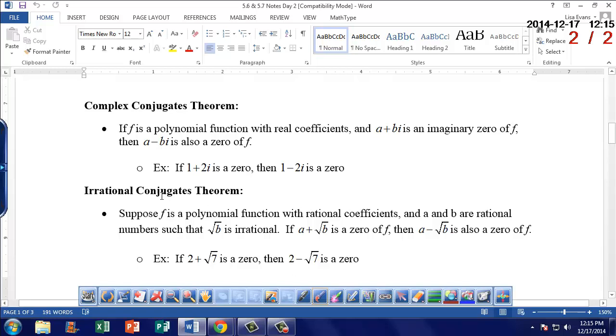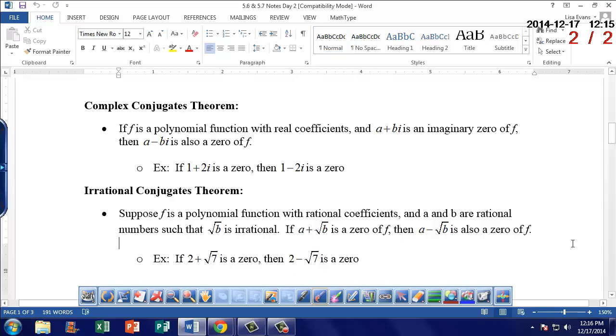Same thing as our rational conjugates theorem. Suppose f is a polynomial function with rational coefficients and a and b are rational numbers such that the square root of b is irrational. If a plus square root of b is a zero, then a minus square root of b is also a zero. We're going to need to know this when we go ahead and try the next problem. The next one gets a little bit more complicated.